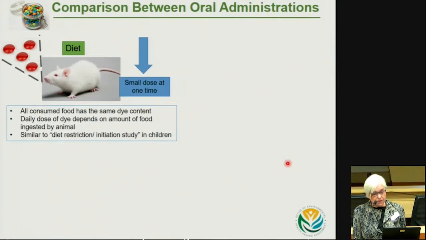So one approach is to put the dye into the diet of the animal. The diet is ground up, the dye is added, the food is put in the food hopper, and the animal can eat at any time that it wants during the day and night. Then a daily dose is based on the food intake of the animal, so the animal actually determines what the dose is. This kind of administration is similar to the children's diet studies where you're comparing a diet with dyes to a diet with no dyes in order to determine what the effects on behavior are.